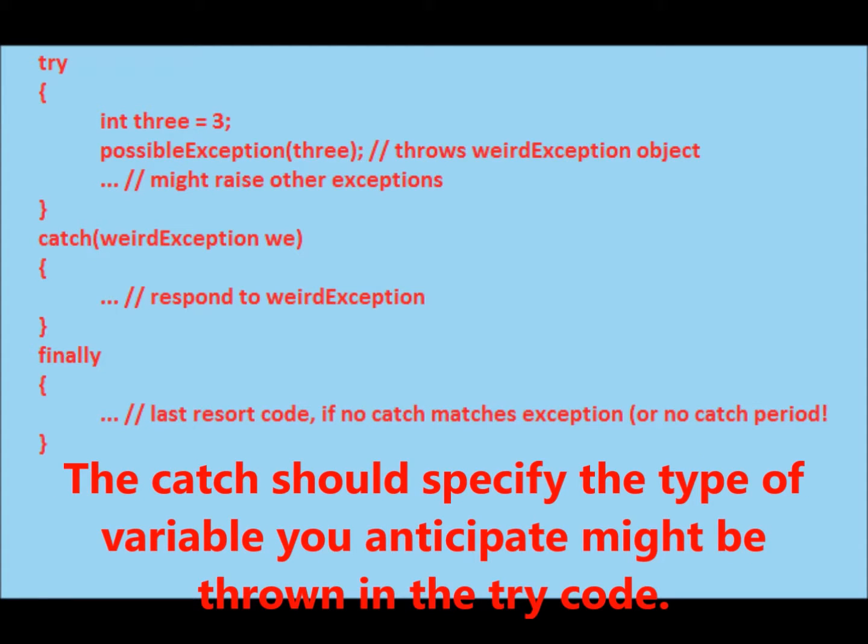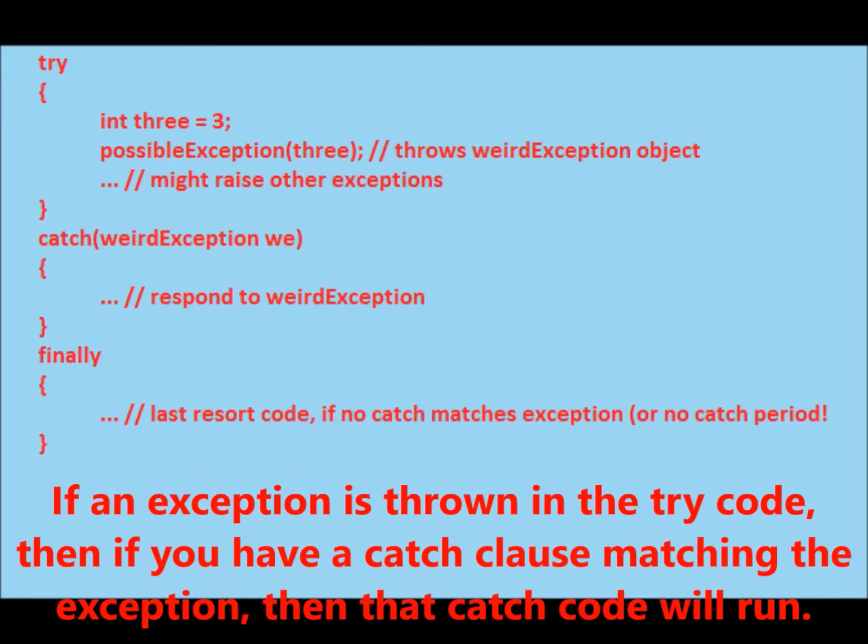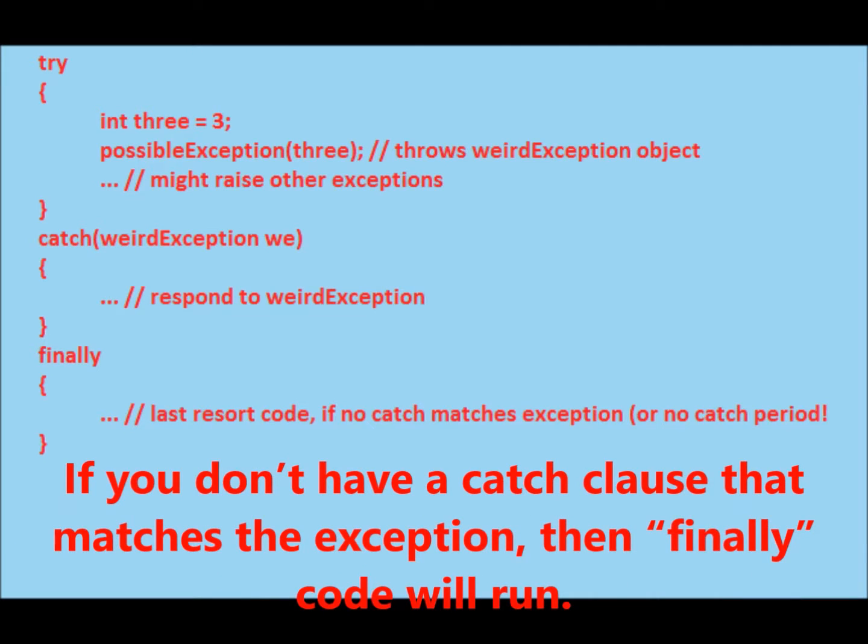The catch should specify the type of variable you anticipate might be thrown in the try code. If an exception is thrown in the try code, then if you have a catch clause matching the exception, that catch code will run. If you don't have a catch clause that matches the exception, then the finally code will run.